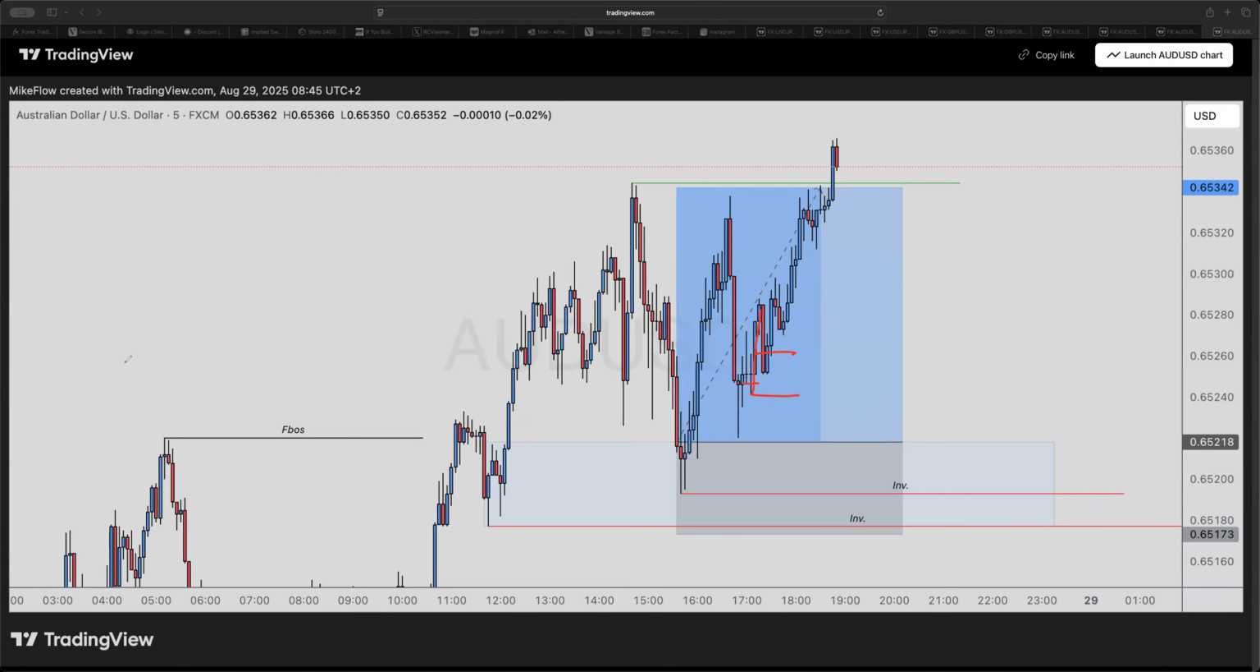So this could have been another entry, but it's the same principle. You sweep, you give transition, and then you enter. It's the same thing here. You sweep, you transition, and you enter. And then SL would be here. So it's the same principle.